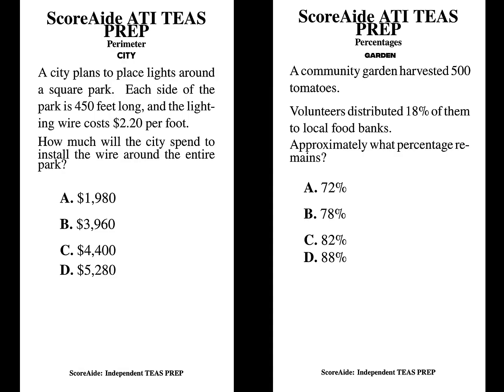A community garden harvested 500 tomatoes. Volunteers distributed 18% of them to local food banks. Approximately what percentage remains? So this is just gonna be 100% minus 18%, which is gonna give us what, 82, right? This is very easy. This is like the easiest question I've ever seen in my entire life, right?